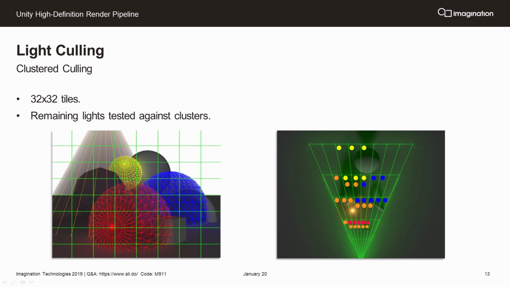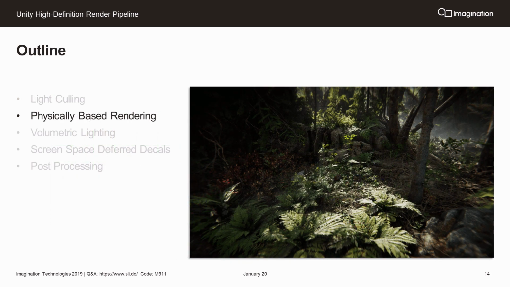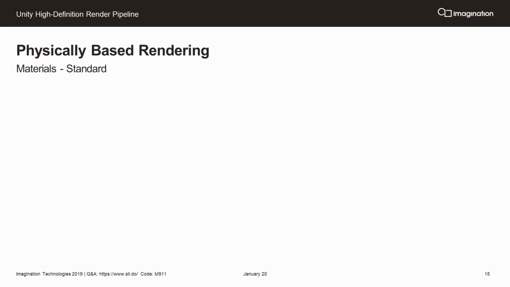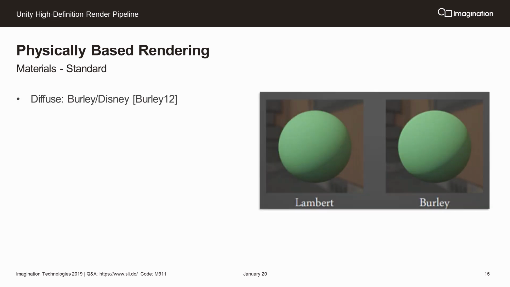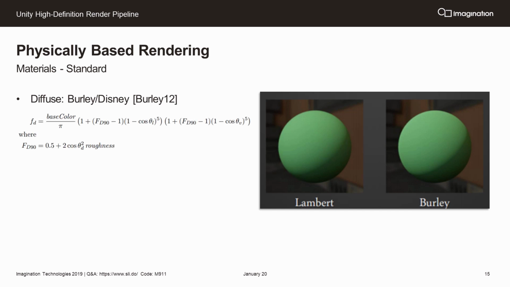So now we can move on to our next topic, which is physically based rendering. We'll start off with standard materials. For diffuse, Unity is using the Burley diffuse term, also known as the Disney diffuse term. Although very similar to Lambert, there are some differences in reflections at grazing angles. Now, the actual BRDF is simply the Lambert term with 2 added Fresnel terms, as you may see here.